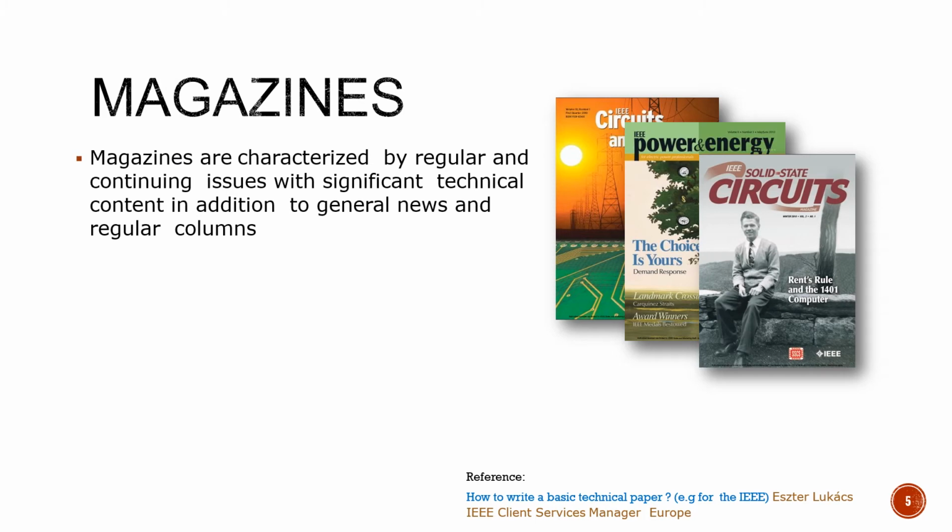Magazines. Another important scholarly outcome are magazines, which are characterized by regular, continuing issues with significant technical content. But in addition to that, they usually have general news and regular columns. They usually address contemporary, new issues, and they usually address the society, like the communication or signal processing society or whatever society you may have.